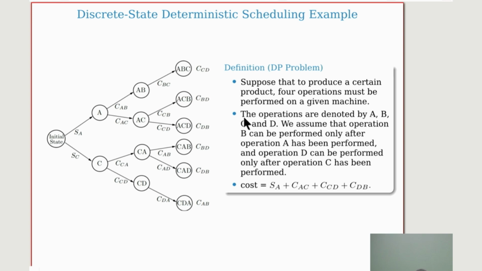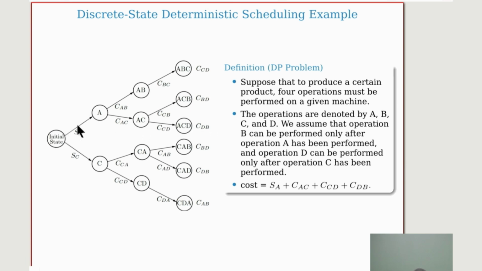The cost, one possibility of the cost could be SA, the starting cost, starting from A. Let's say it's SA cost, just leaving the initial state. Let's say it is SA or SC, or then we have a cost to go from A to C. So the cost for AC, here it's showing one possibility. So CAC and CCD and CDB.